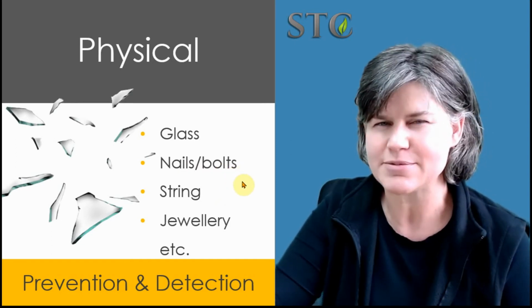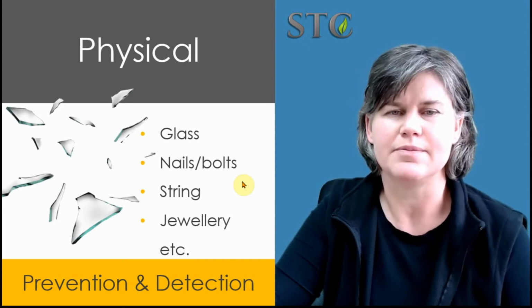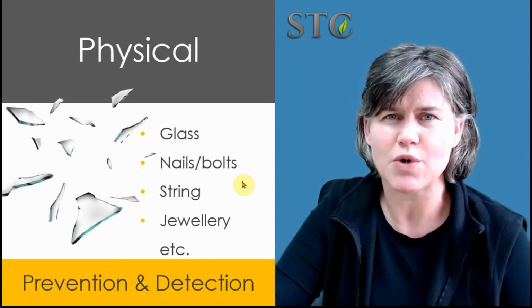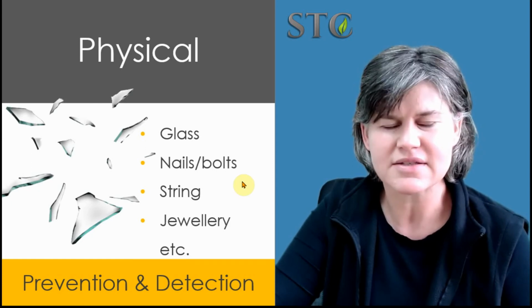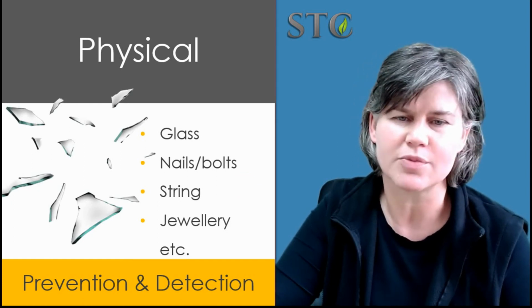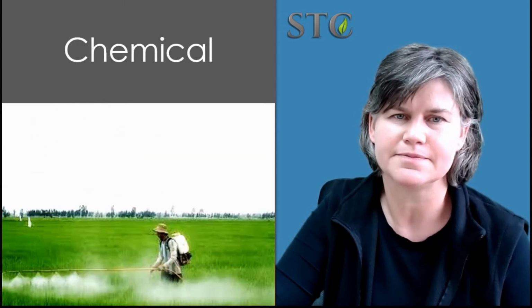So prevention is absolutely the best means of preventing contamination. But we can also use detection devices. These are things like metal detectors, magnets, sieves, optical sorters, things like that.